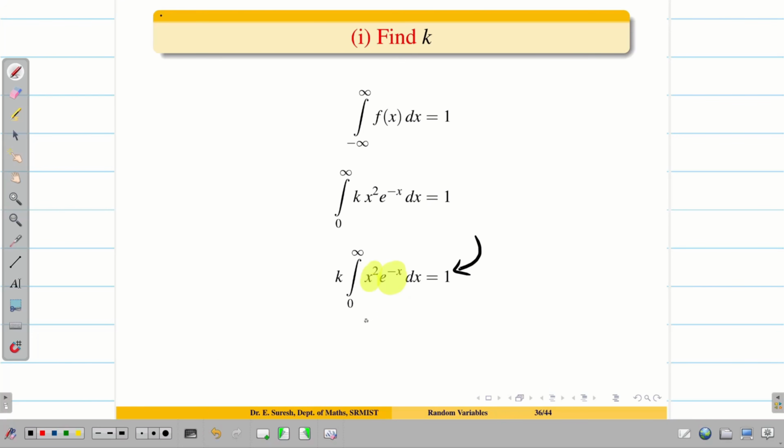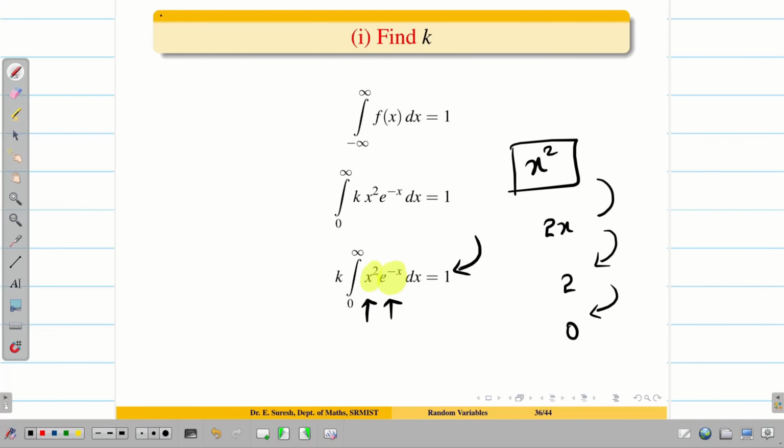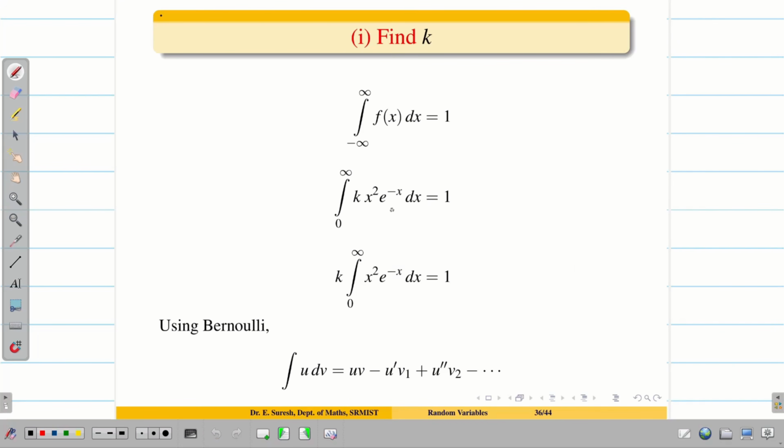For Bernoulli's formula, one function should be diminishing and the other one is non-diminishing. Here x square is diminishing because the differentiation of x square is 2x, then the differentiation of 2x is 2, and the differentiation of 2 is 0. Hope in the previous semester we used Bernoulli's formula in many places, in Fourier series and wave equations, to solve the problems. So just recall Bernoulli's formula.